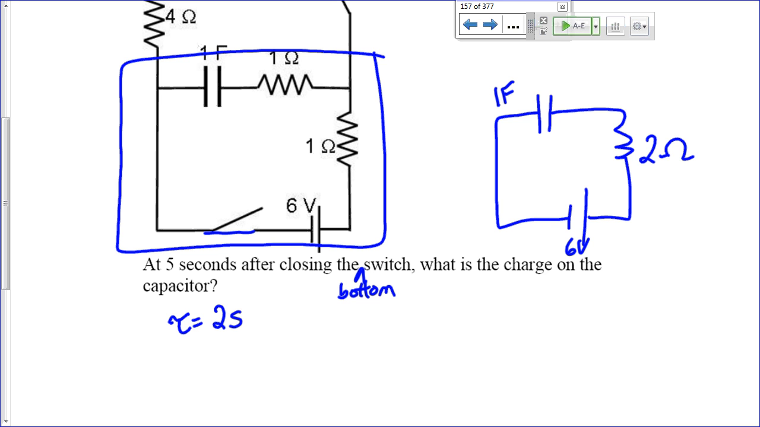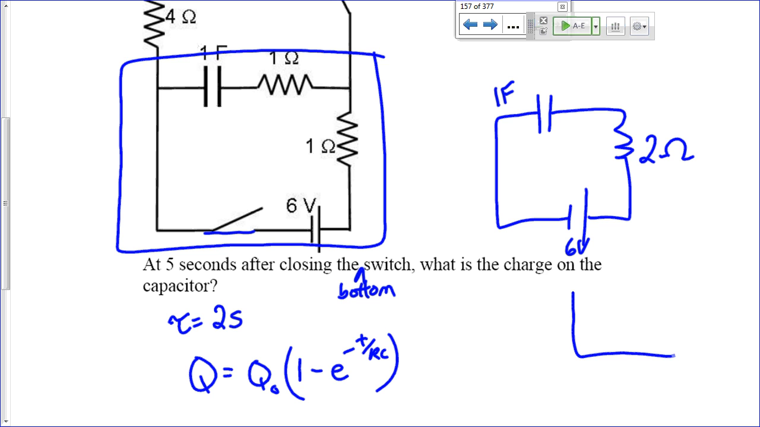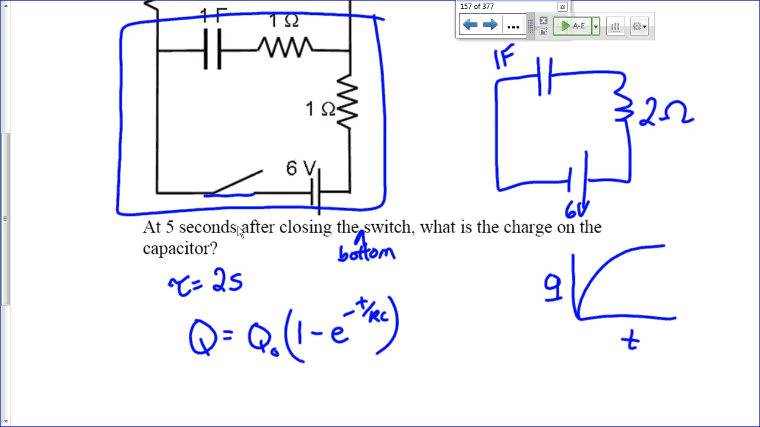All right, so tau is 2 seconds, and I want to know the charge after 5 seconds. I can't say that it's fully charged, because it's not. Only after 20 seconds would it be fully charged. So what is the charge on the capacitor? Well, Q is equal to Q naught, my maximum charge, times 1 minus e to the minus t over RC. Remember, this is that function that looks like this. If I plot Q versus t, that charge is gradually approaching a maximum value of Q naught.